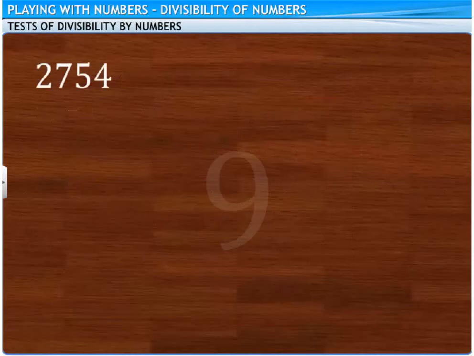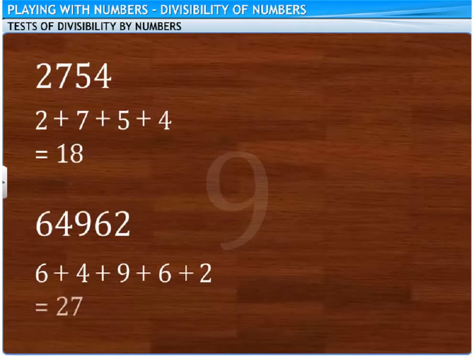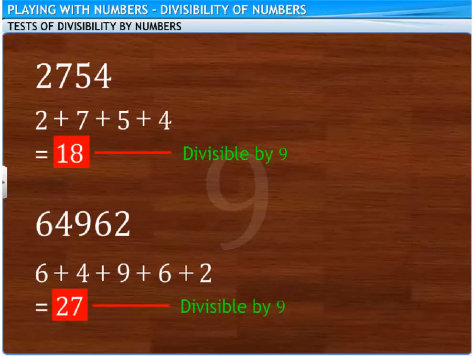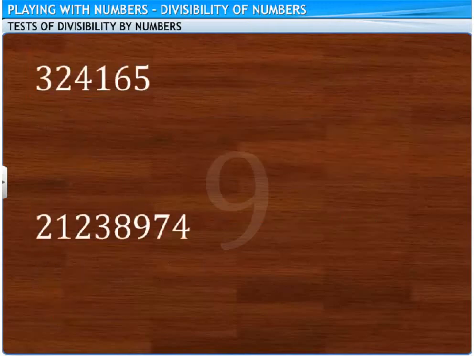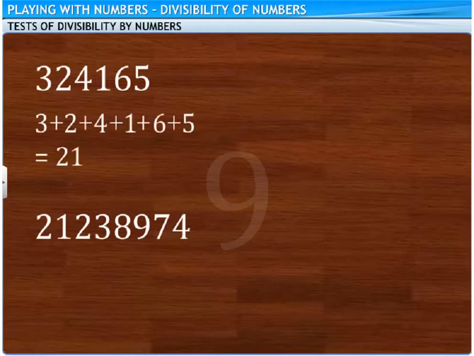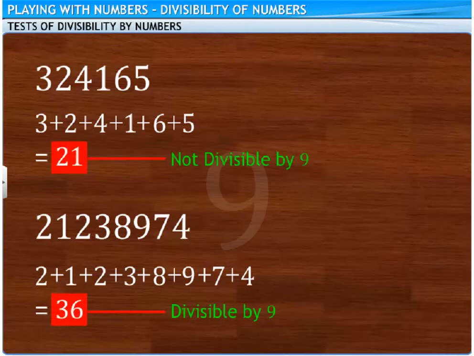Here are some more numbers divisible by 9. Note that the sum of their digits is divisible by 9. Thus, a number is divisible by 9 if the sum of its digits is divisible by 9. Thus, to test divisibility of a number by 9, find the sum of its digits. If the sum of the digits of the given number is divisible by 9, then the number is divisible by 9, otherwise not.